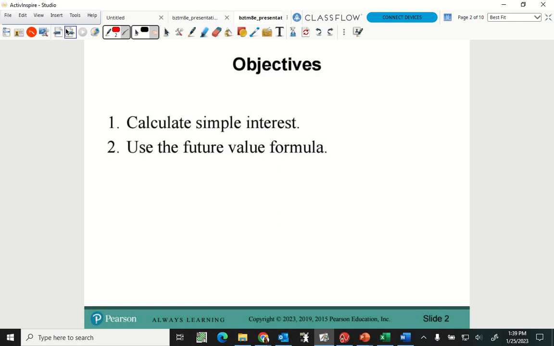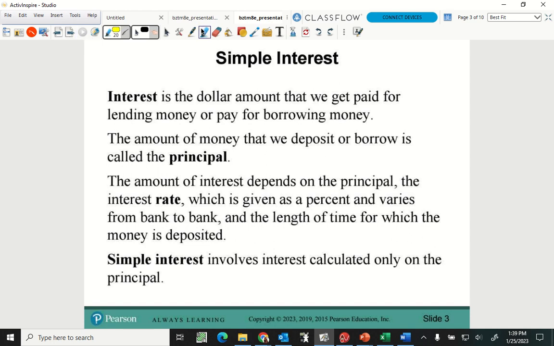So, simple interest. Calculate simple interest. Future value formula. Right here it says interest is the dollar amount we get paid for lending money or pay for borrowing money. The amount of money that we deposit or borrow is called the principal. The amount of interest depends on the principal, the interest rate, which is given as a percent and varies from bank to bank, and the length of time. Pretty sure you know what time is. The length of time that it is going to be sitting in that account.